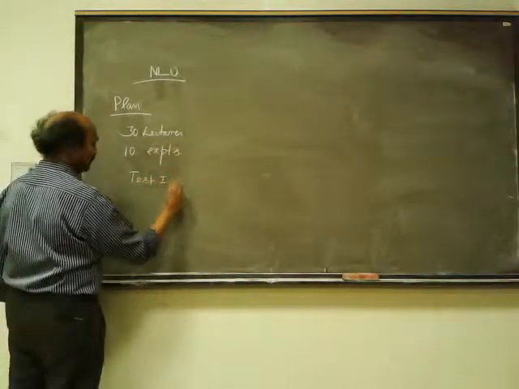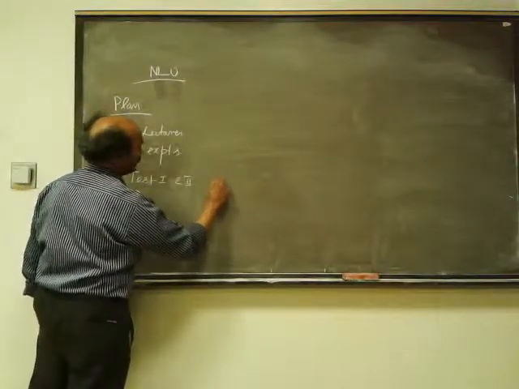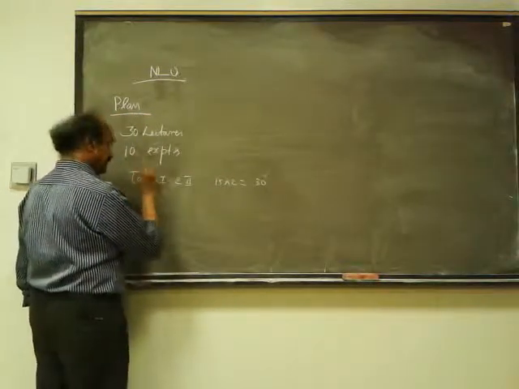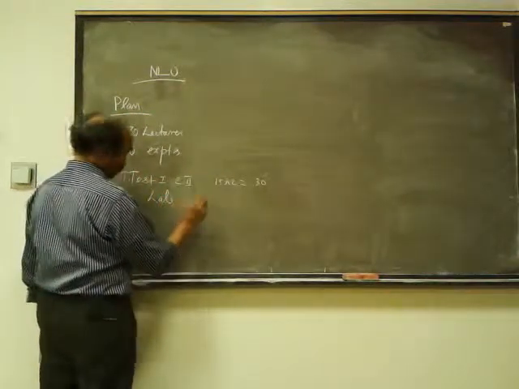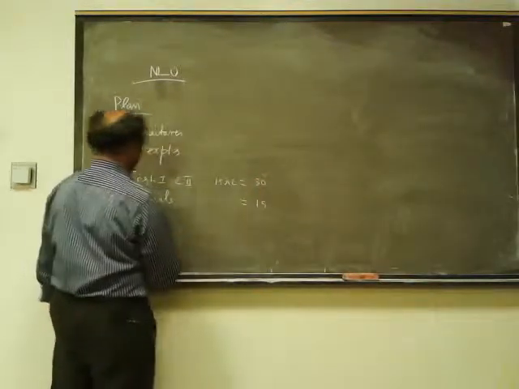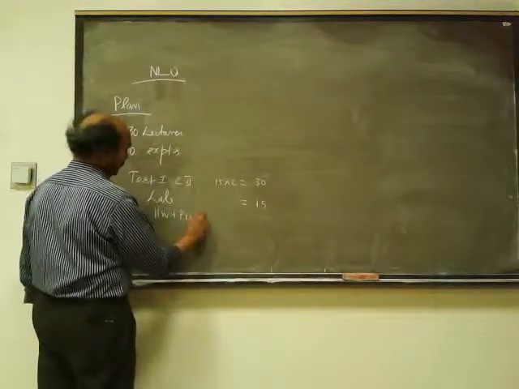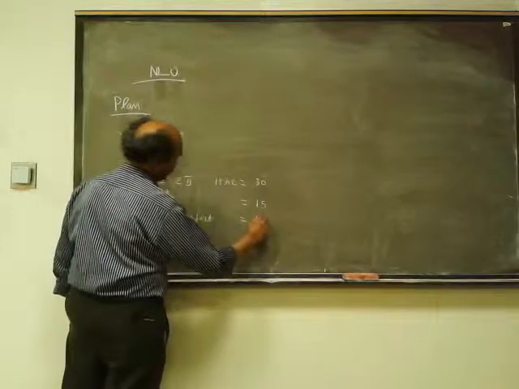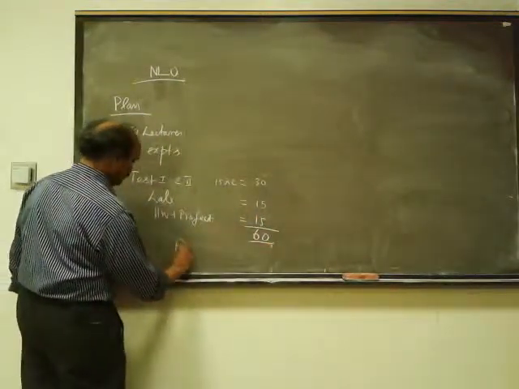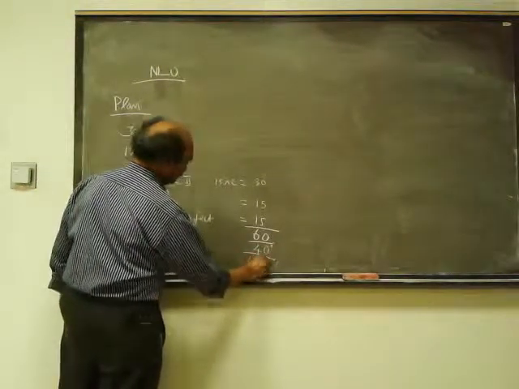Test 1 and 2, 15 to 30. Then lab, you should do some experiments. This will be 15. Homework plus project will be 15. So you have 60. Final 40. And this is the way we distribute.